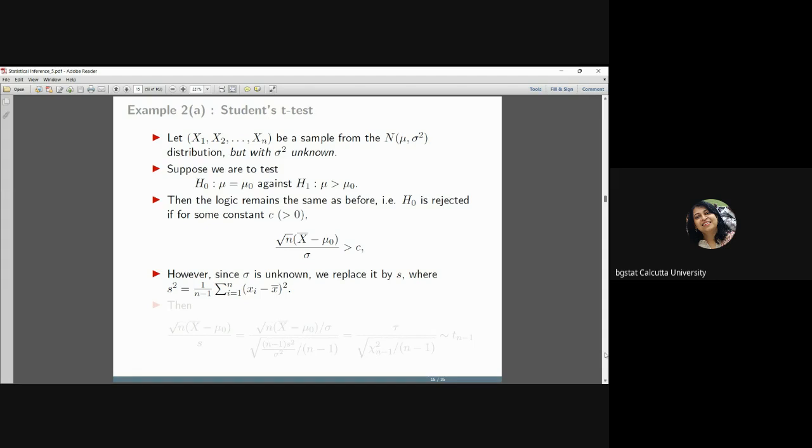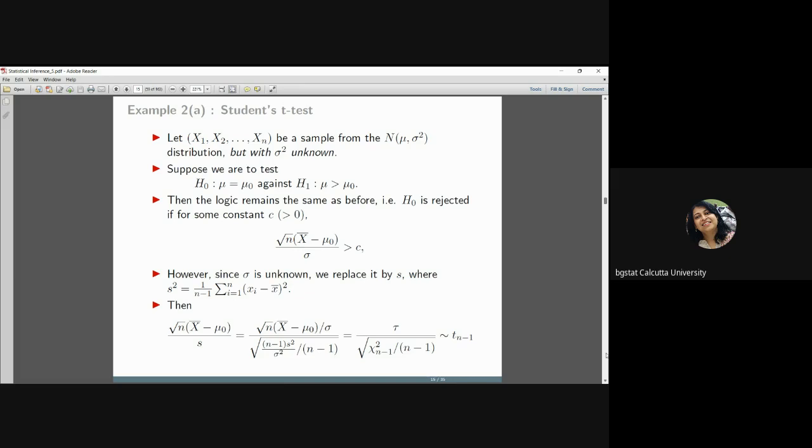The only problem with this is that I can't really calculate this quantity because I don't know the value of sigma. So since I don't know the value of sigma, the logical thing to do is to replace it by its sample counterpart. So the sample counterpart is the sample variance, and I will use a divisor for the variance, which is n minus 1. So we can define the sample variance both with a divisor of n minus 1 as well as with a divisor of n. In this case, I'm going to use this divisor of n minus 1.